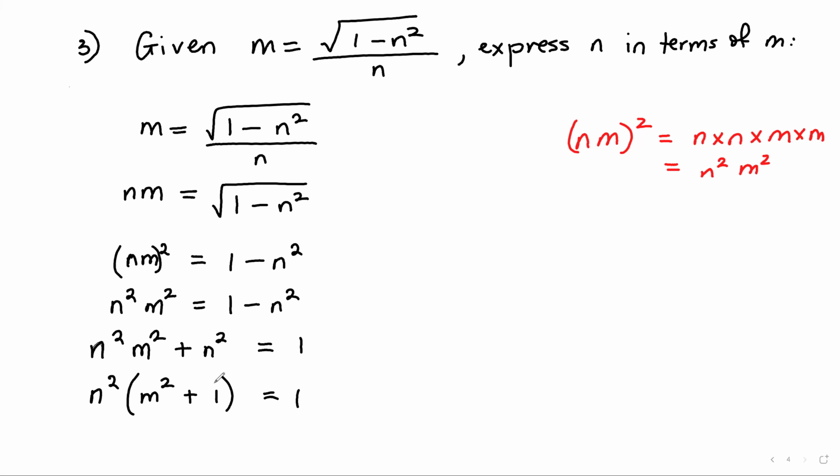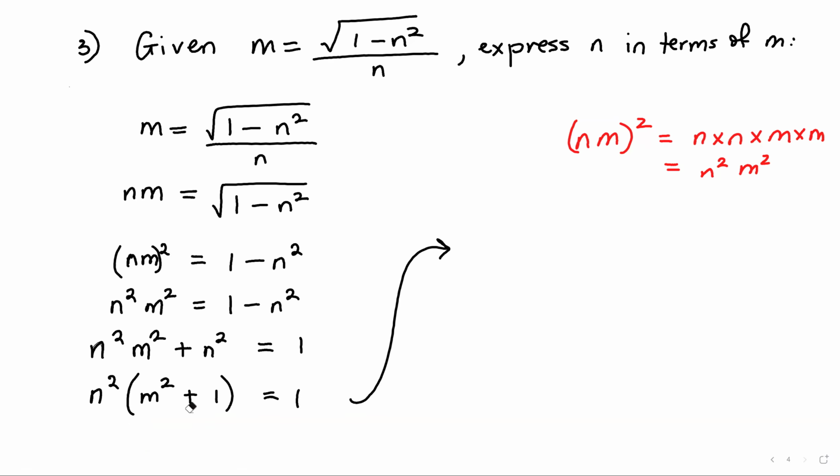Remember, I want n by itself, right? So the next thing I'll do is move that whole bracket, m squared plus 1, to the other side of the equation. Now, here, factorization actually means this term on the outside, n squared, multiplied by what is inside the brackets. To confirm that, n squared times m squared is n squared m squared, and n squared times 1 is n squared, and that's the same thing as this, right? So that's just to show you that that's what factorization means.